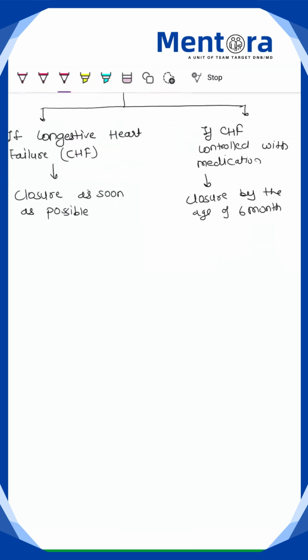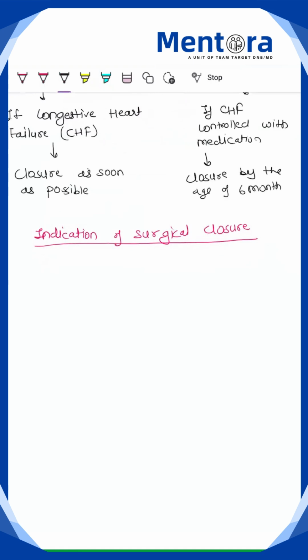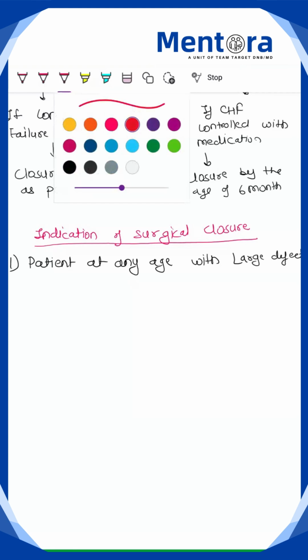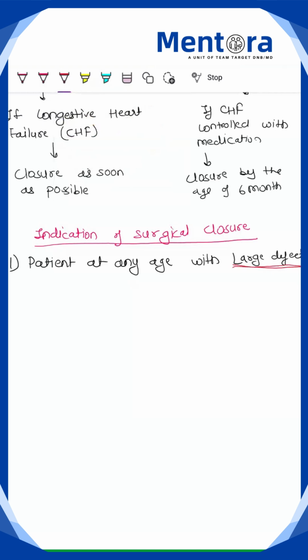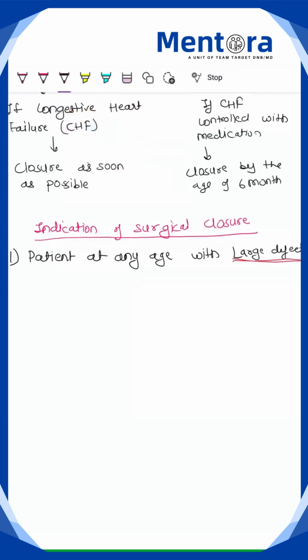It is important to know the indications of surgical closure. It is also a separate topic, indication of surgical closure of VSD. So we'll discuss it here only. So first indication is patient at any age with large defects. Large defects always need surgical closure.